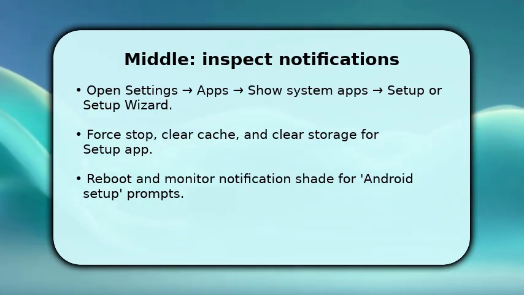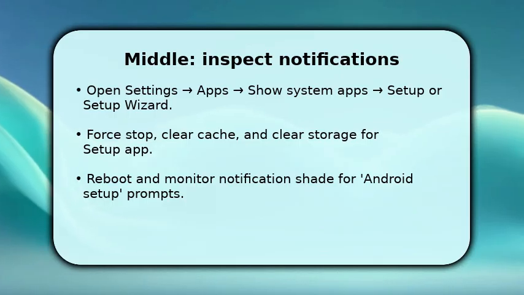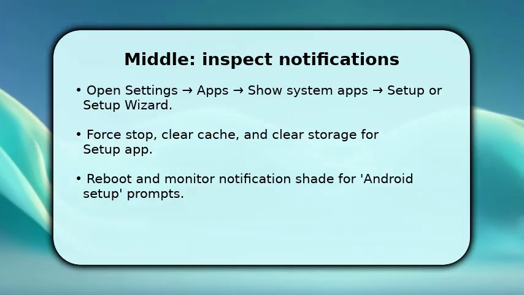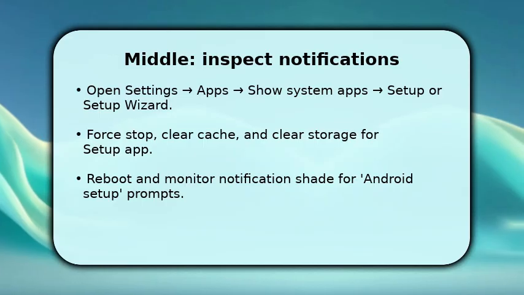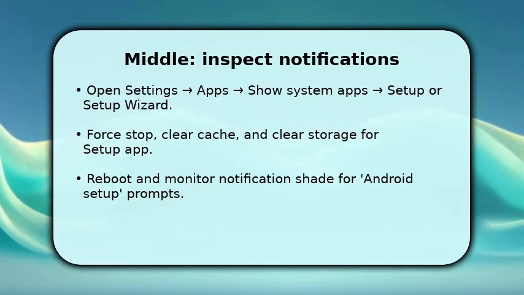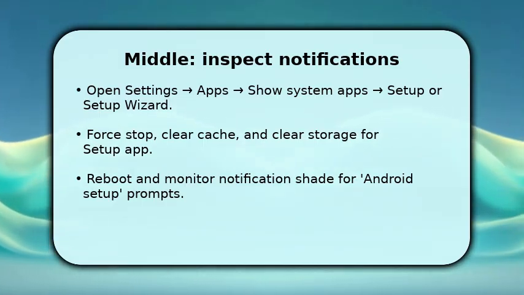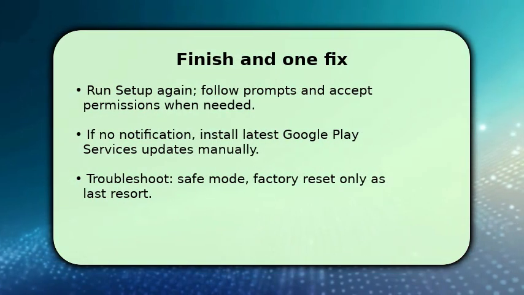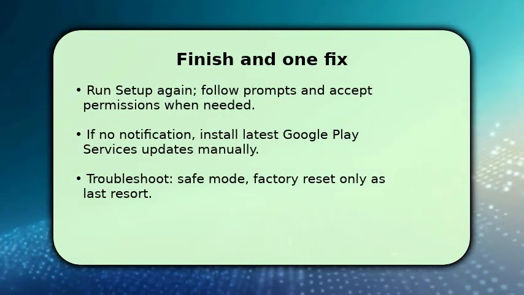When the phone comes back, watch the notification shade and lock screen for fresh Android setup prompts. These steps force a clean retry of the notification flow. You finish by running setup again and carefully accepting required permissions so the notification can deliver and complete account linking.